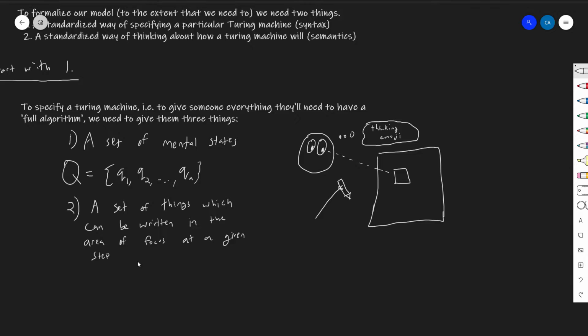So at any step, I'm given a context, and the action is going to be to write something here. And so I need to specify the set of, I'm going to call them symbols. They don't have to be symbols. They could be like pen strokes, right? Maybe I'm drawing something. But nonetheless, I'm going to call them symbols anyway.